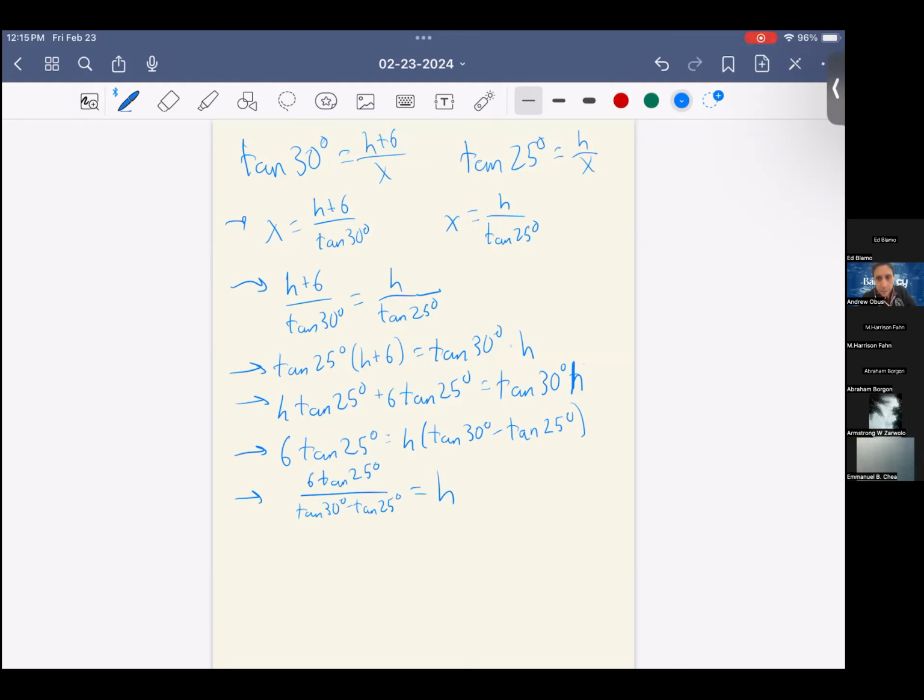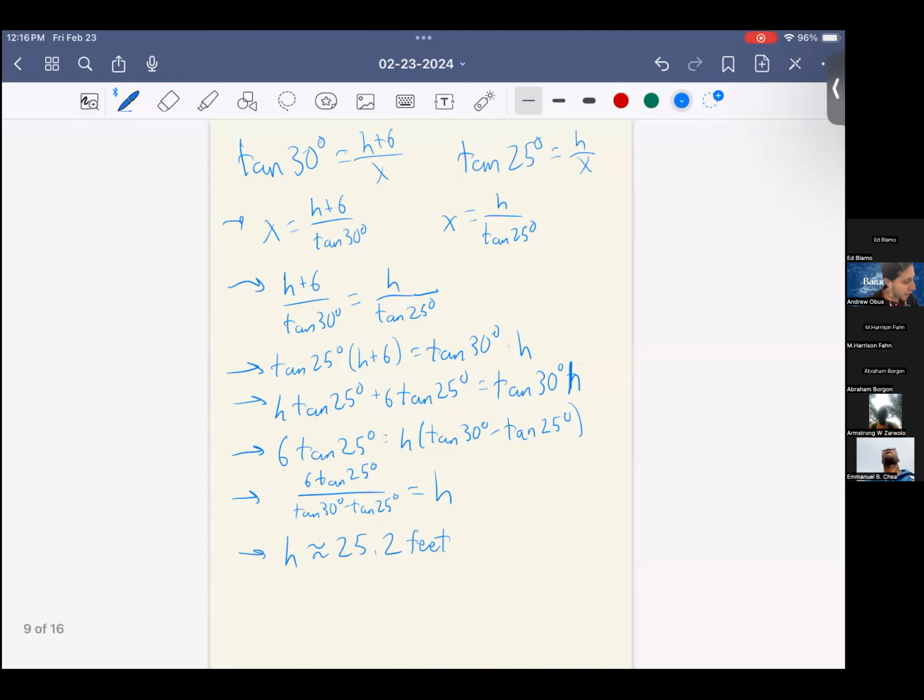Let me do that on the calculator so that you don't have to. So 6 tangent 25 degrees divided by tangent 30 degrees minus tangent 25 degrees gives us that h is roughly 25.2 feet. So that's the building. And now we can solve for x.